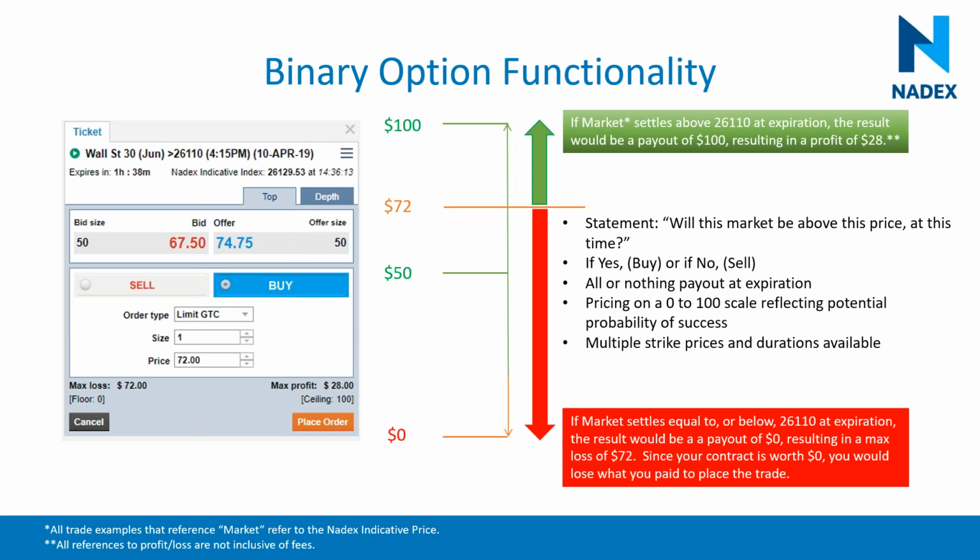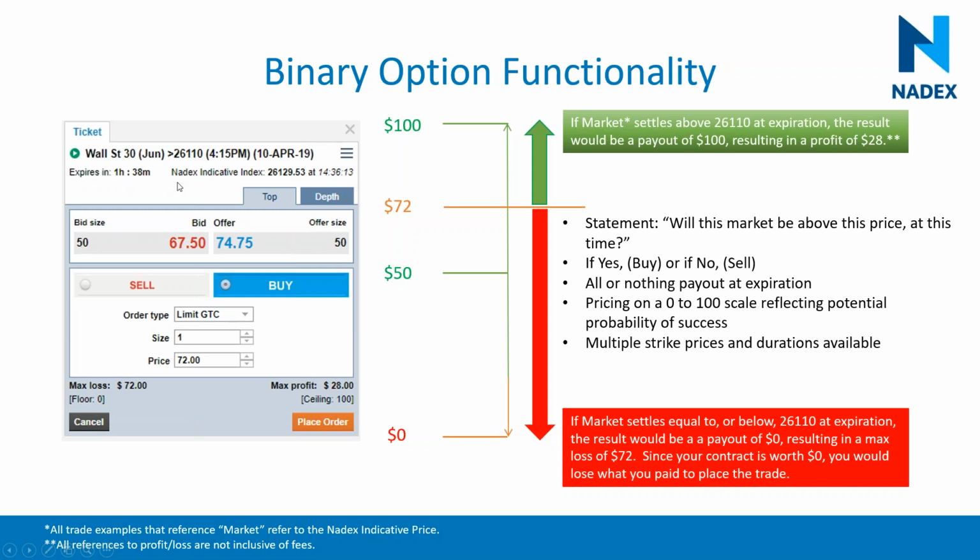So in this case, and as you get to know binary options, the pricing becomes very intuitive. I can just look at this order ticket on the left-hand side, and I can tell you that the indicative price is already greater than 26,110. If you can see, it might be a little small on your screen, it's at 26,129.53. There's an hour and 38 minutes remaining in this contract, right?